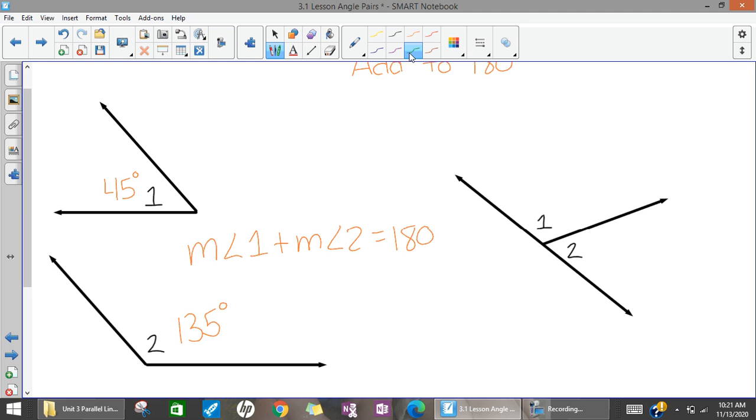A special case of supplementary angles are these 2 angles that are next to each other. When angles share a vertex like this, and they share one side, so angle 2 and angle 1 both share this side, and they share this vertex, those are called adjacent angles when they're like that. I need to spell it right.